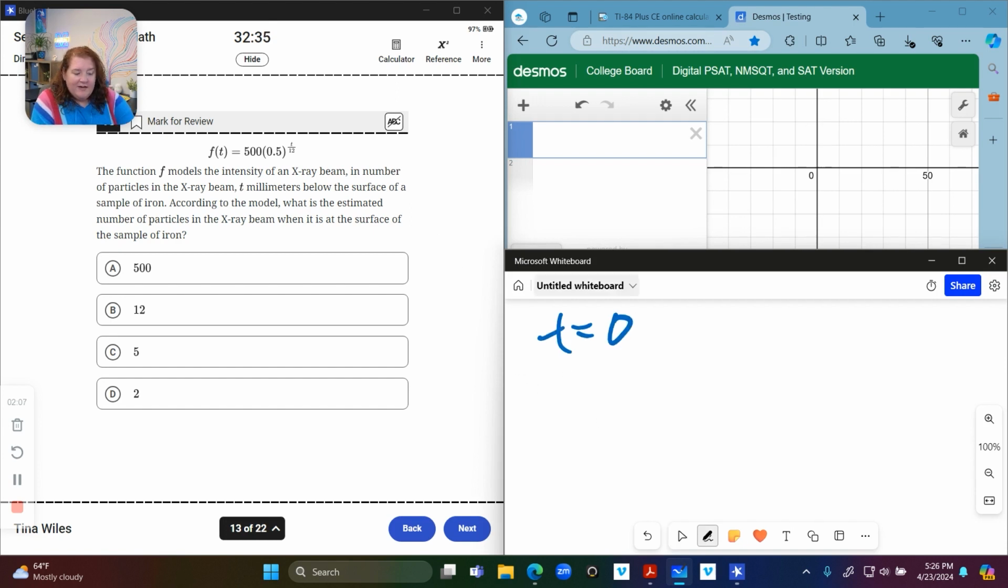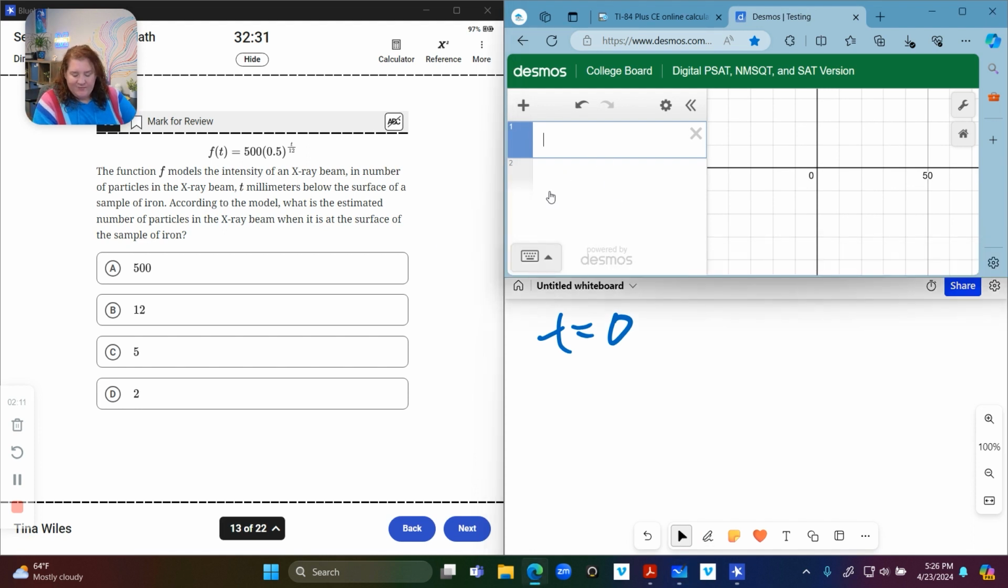Okay, so I can plug this into the calculator. 500 times 0.520 divided by 12. It's going to give you 500.